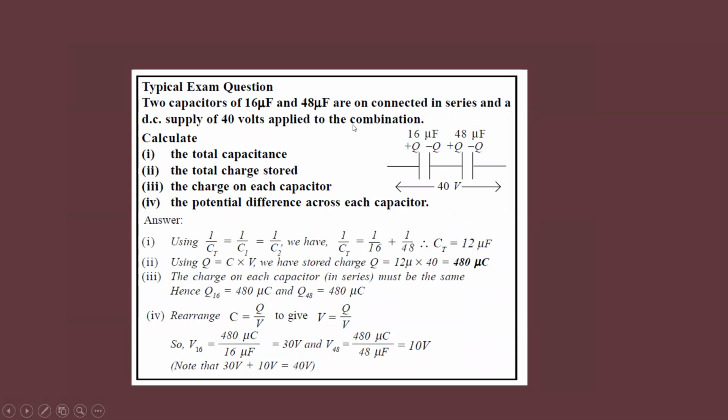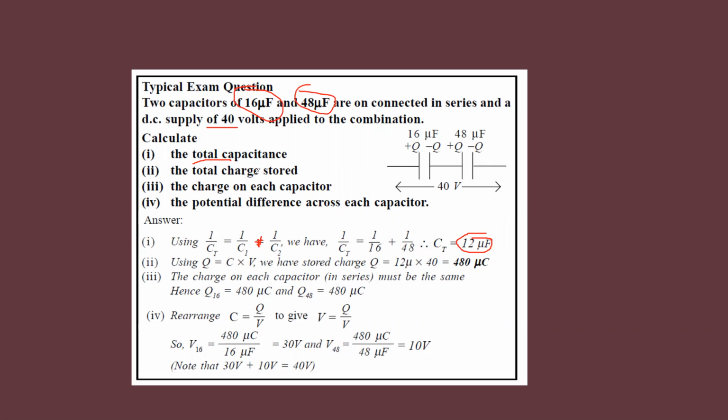But if two or more capacitors are in series, so what we will do, for example, a 16 microfarad and 48 microfarad, they're connected in series to a 40 volt supply. So we need a total capacitance because they are in series. So reciprocal we will add. So 1 over Ct is equal to 1 over C1 plus 1 over C2. Then we take a reciprocal and find it will give us 12 microfarad. 12 microfarad is the total capacitance.